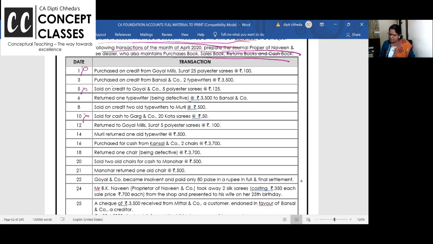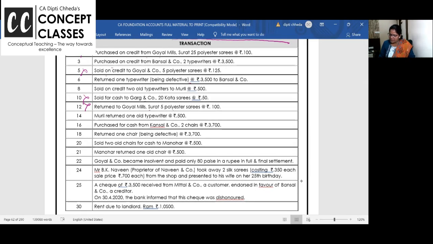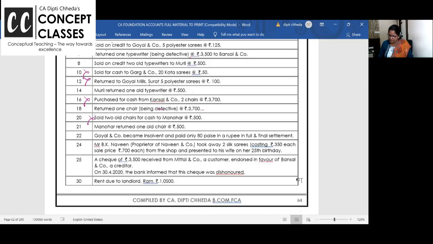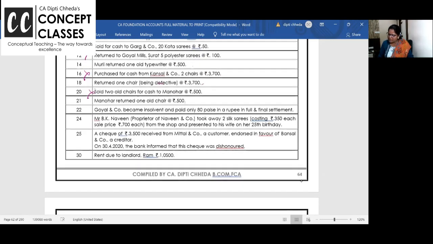Return to Goyal Mills, some party from whom you have purchased something, you return it, not. Typewriter, yes. Purchased for cash, don't record. You'll record it in cash book. Return one chair, you will record. Sold 2 chairs for cash. Don't record. It will come in cash book. Goel and Co became insolvent and paid 80 paise in full and final settlement. Yeah. So some amount, if it is there, we'll record. Yes. So like this, you have to pick up the transactions very properly.